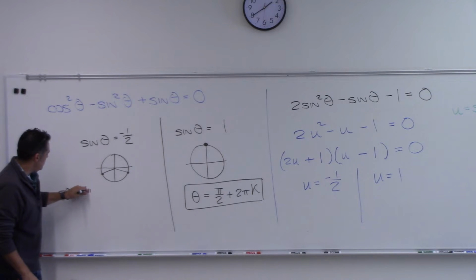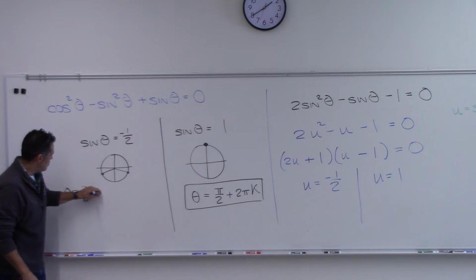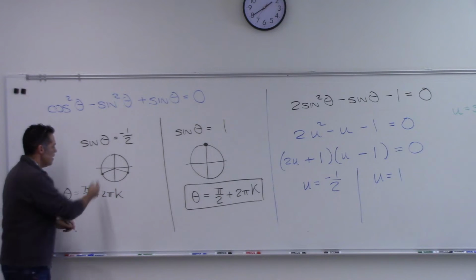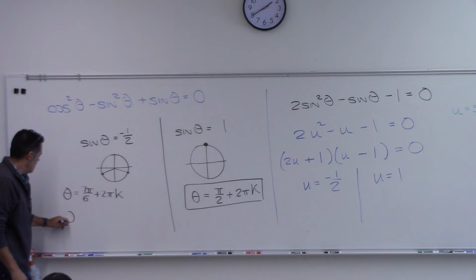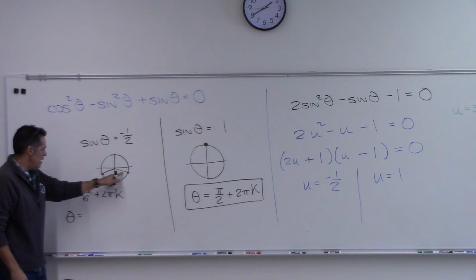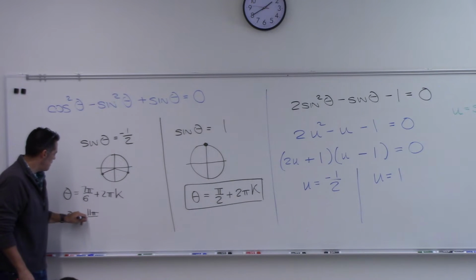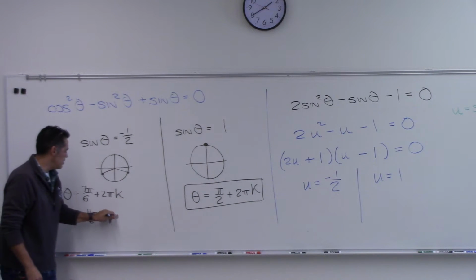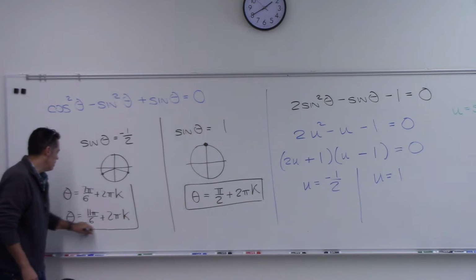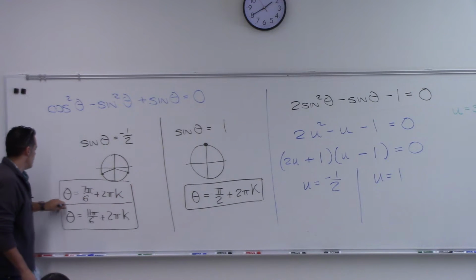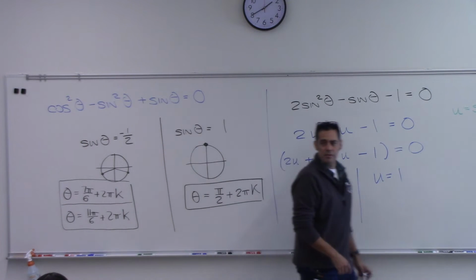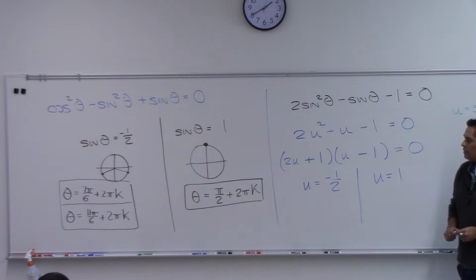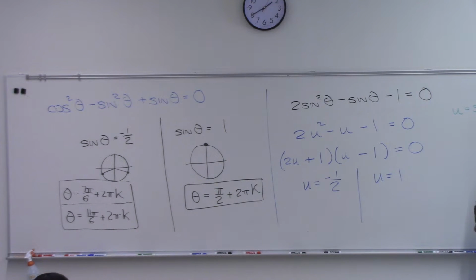So 7 pi/6 plus 2 pi k, because I would have to come all the way back around to get all the answers. And then this one, your angle must be that angle, 11 pi/6, plus, again, full revolutions to get back around, 2 pi k. This equation has 3 infinite sets of answers: pi/2 plus 2 pi k, 7 pi/6 plus 2 pi k, 11 pi/6 plus 2 pi k.